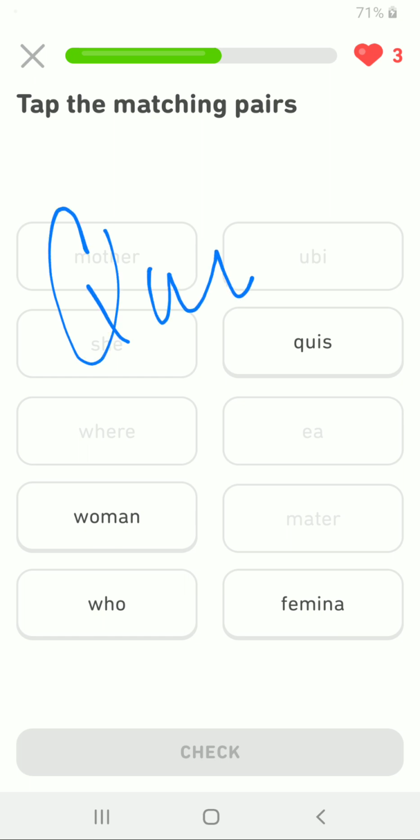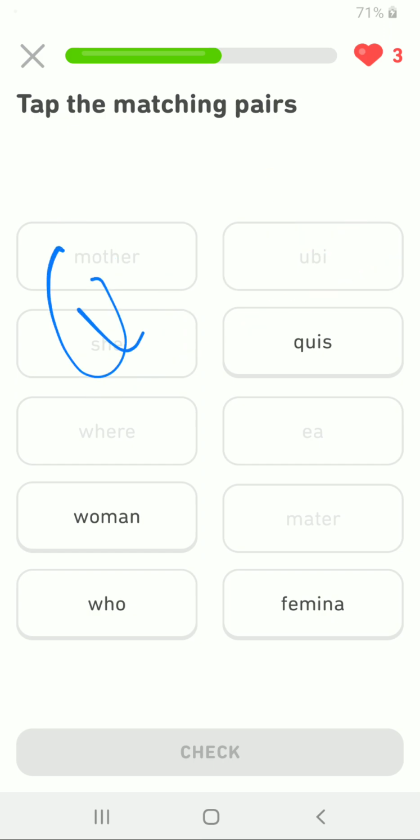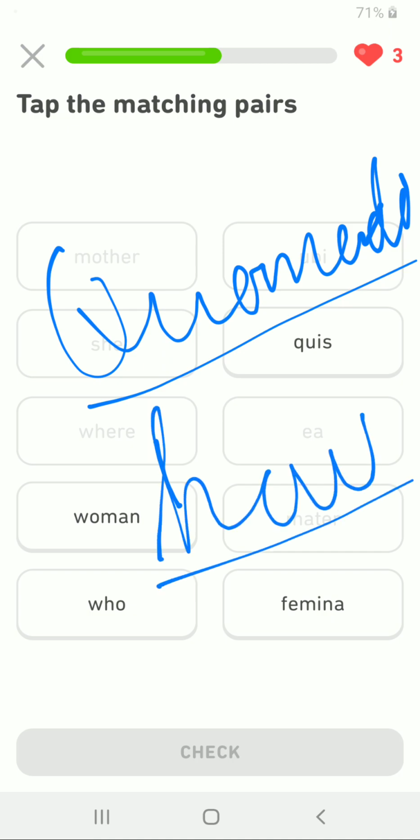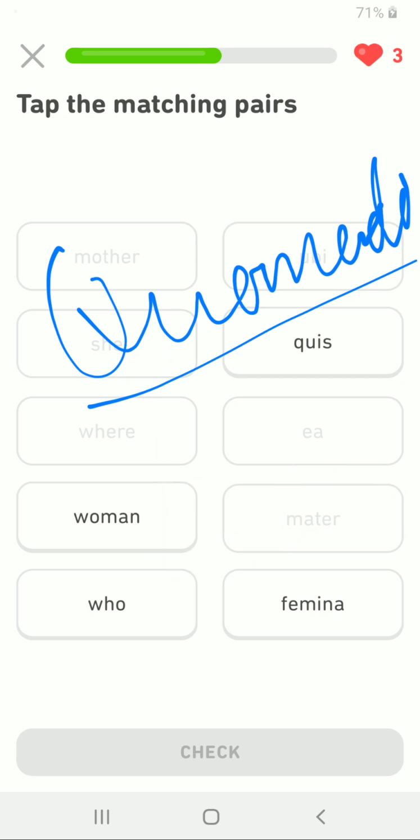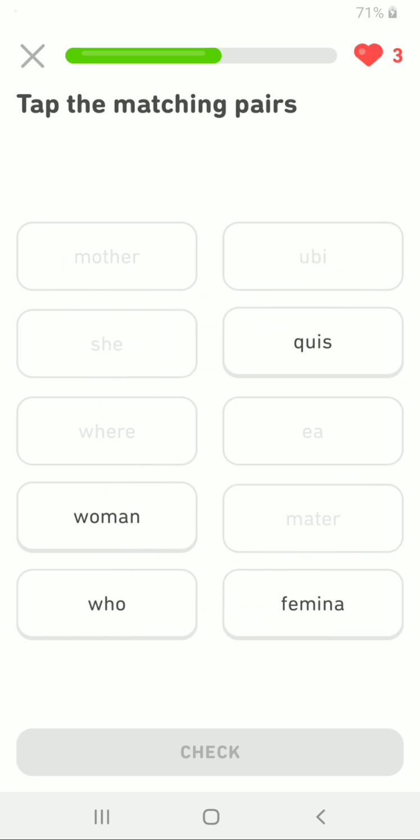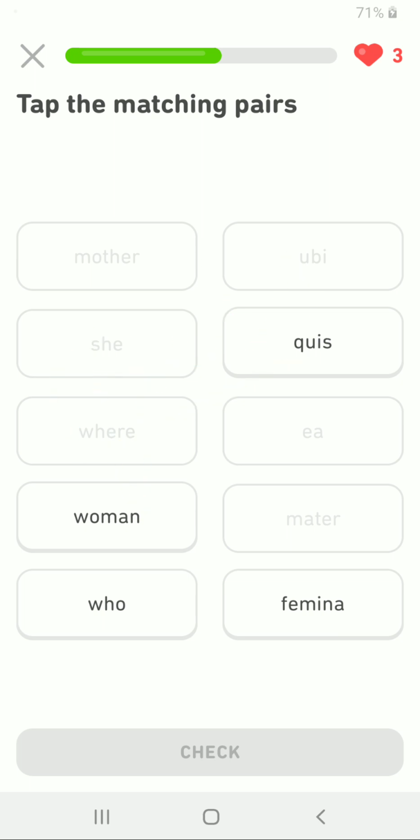We have quid, which is what. We have quomodo, which is how. Sorry, it's very ugly. I'll try to write more elegantly. How. And what else? We have who, which is quis. And we just saw where, which is ubi.